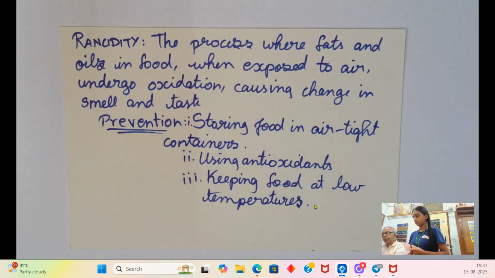Very good. So how can you prevent rancidity? To prevent it, we should store the food in airtight containers, use antioxidants, and keep the food at low temperature to prevent food from getting rancid.